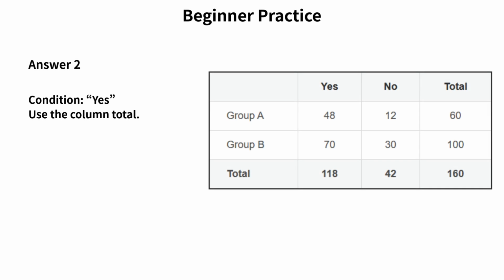Alright, let's go over the answer to beginner practice. Question 2. The condition is yes, so our denominator comes from the yes column. We're asking, given a yes, which group is it more likely to come from? Group A has 48 out of 118. Group B has 70 out of 118. So a yes is more likely to come from Group B. Now let's move on to question 3. Are the two variables independent? To decide, compare the yes rates by group.